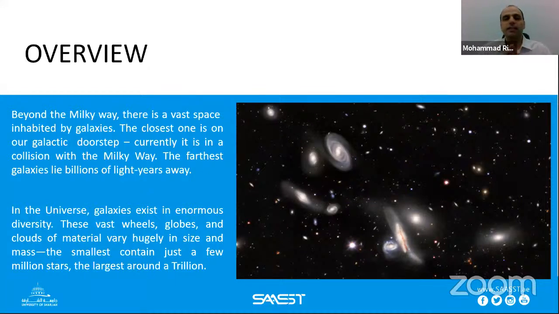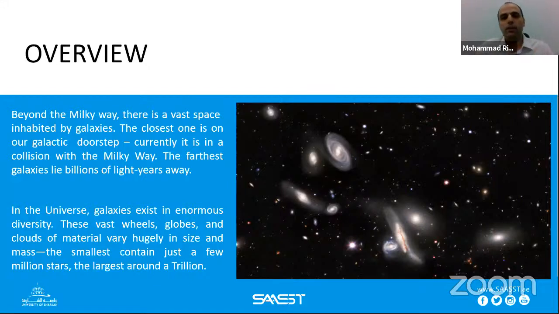The universe's galaxies exist in enormous diversity. So we can see a lot of shapes. It comes with a lot of shapes, sizes, masses, colors, and existence of the black hole and the X-ray emission and everything. So a very, very large diversity in the galaxies.